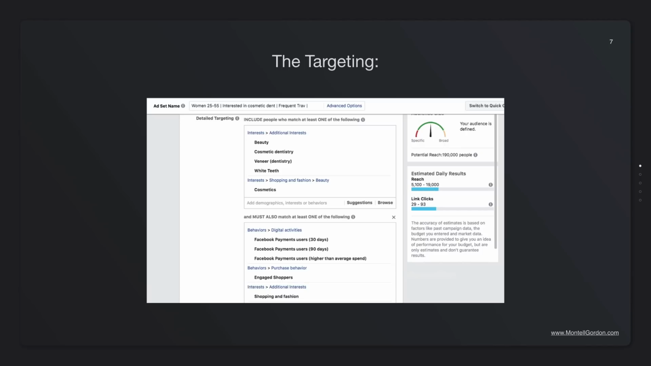So yeah, as you can see on the right, we've got a potential reach of 190,000 people. Great, that's a great audience to target. The estimated daily results were around 5k reach and around 29 link clicks. That's not too accurate, so don't pay too much attention to that number. It's just kind of like a guideline, I guess.